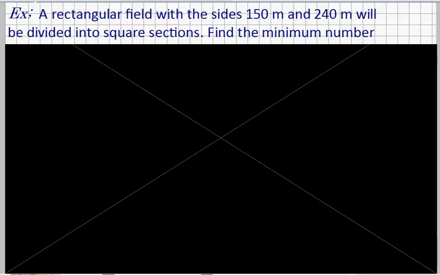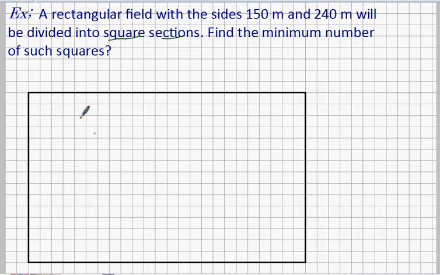So here we have a field of 150 meters by 240 meters, and we will divide it into square sections. Find the minimum number of squares. I prepared a rectangle in here, where one side is 150 meters and the other side is 240 meters. I arranged it into 15 squares over there and 24 squares over there for you to see better.